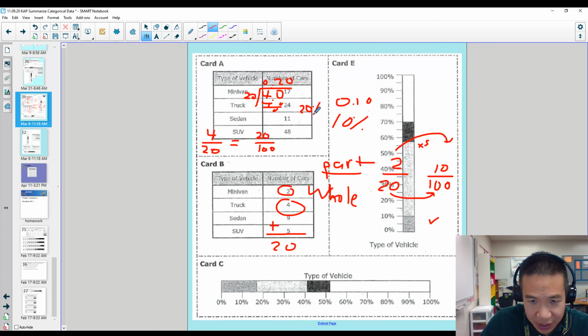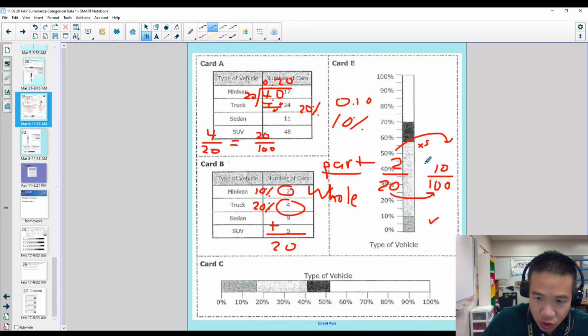So out of curiosity, to turn a fraction into a percent, you could do out of 100 and find a relationship, or you can just divide 2 divided by 20 or 4 divided by 20 and find a decimal, and then turn the decimal into a fraction and the fraction into a percent. Many ways. So we know the minivan is 10%. The truck is 20%.